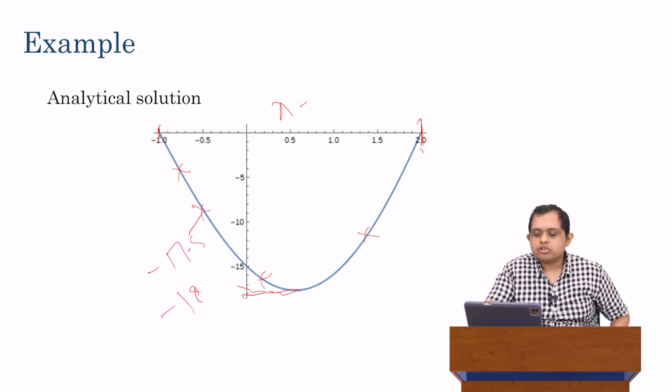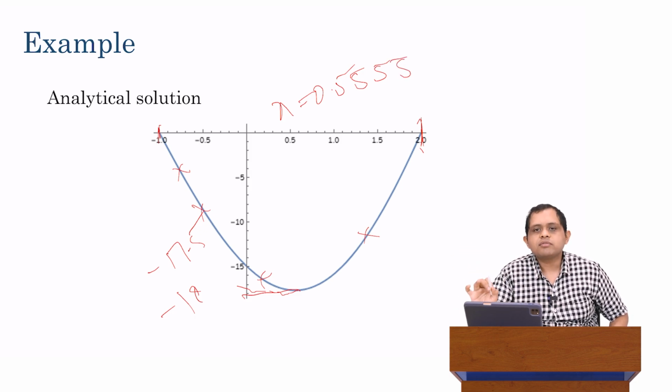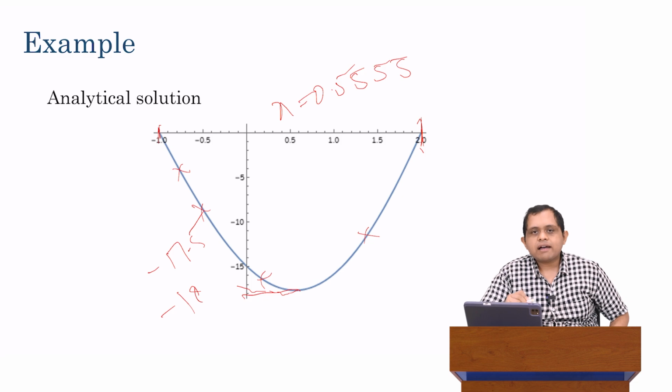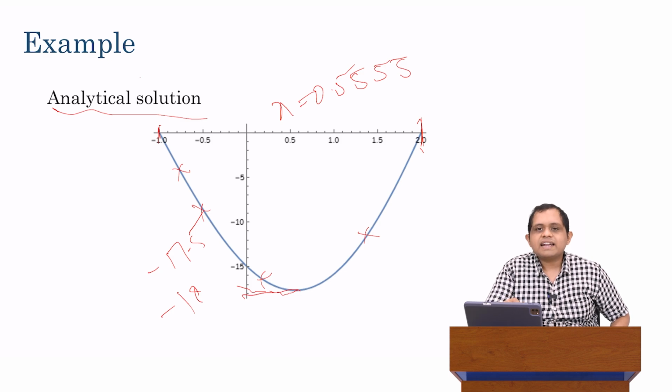I can put x is equal to 0.5. I can put x is equal to 0.55, 0.555, and so on. As many decimal places as I want, I can keep plugging in x. I just put it in this equation over here for the solution and I'll get the solution. So I have a solution at every point. That is basically what an analytical solution is. Another way to say this is that an analytical solution has infinite precision.